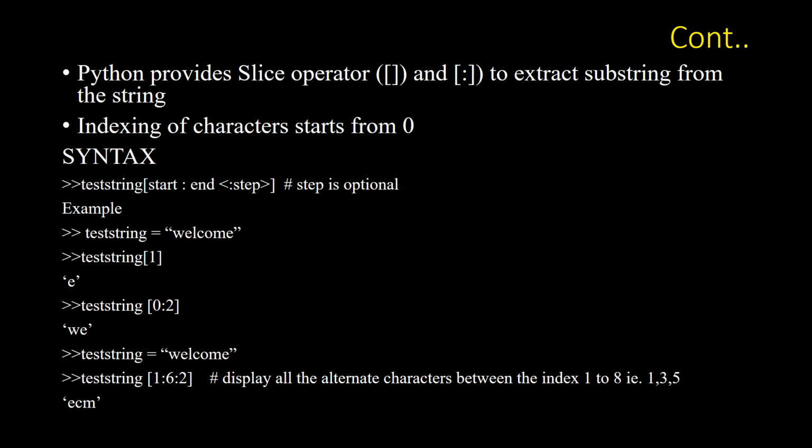Then Python provides a slice operator to extract a subset from a string. It starts from the character at index 0. Here is an example. Here is the syntax for the slice operator. First is the test string, which is a variable name that I have given.